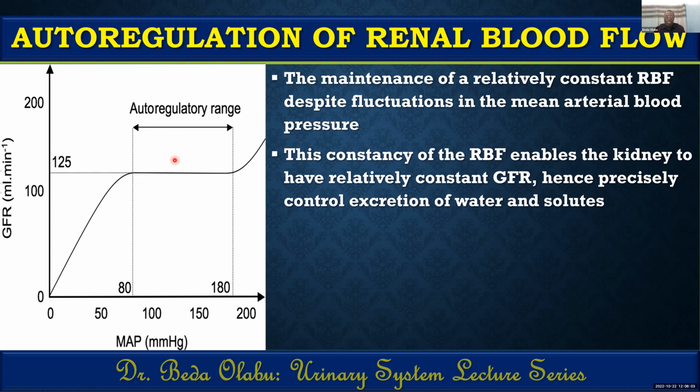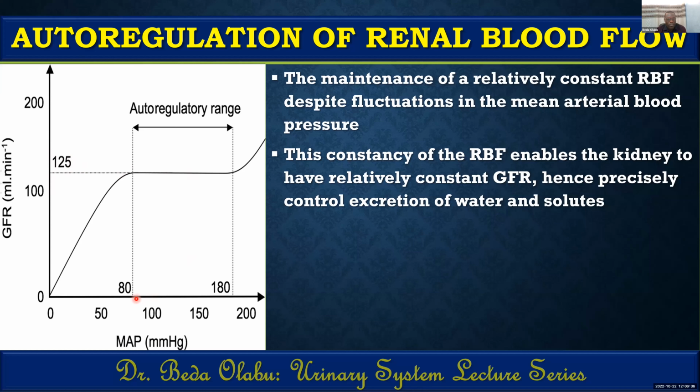It's a variable range. As a concept, anything that falls within this particular limit of the mean arterial pressure may not affect much of the renal blood flow. Renal blood flow is maintained constant within the mean arterial pressure of 80 to 180. And because of that, the GFR will also remain constant at 125 ml per minute.